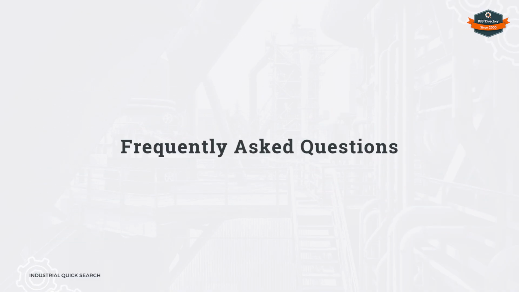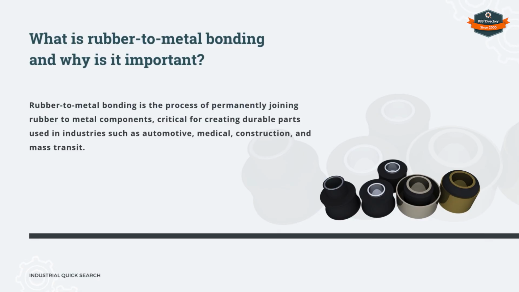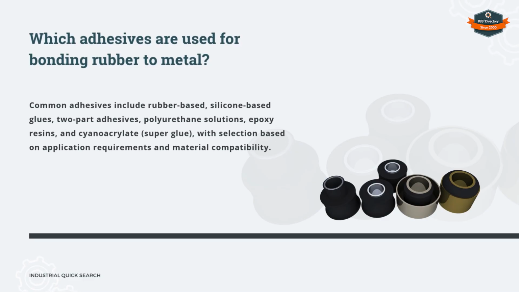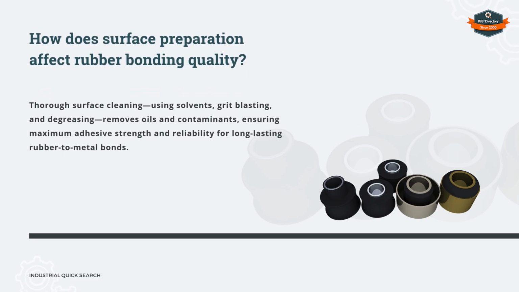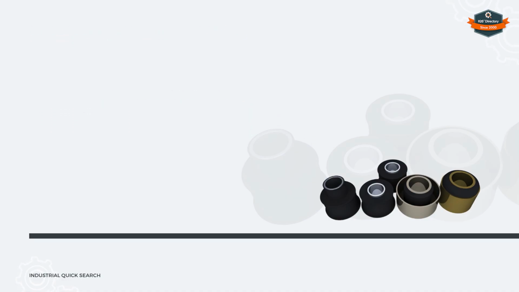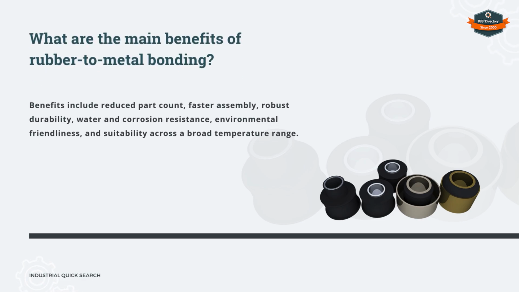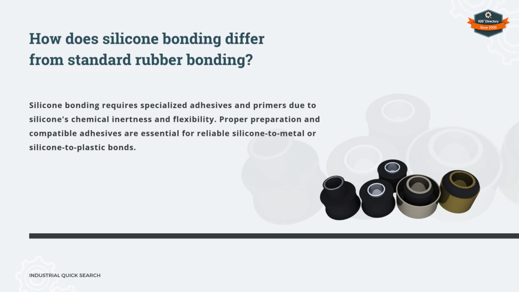Frequently asked questions. What is rubber to metal bonding and why is it important? Which adhesives are used for bonding rubber to metal? How does surface preparation affect rubber bonding quality? What are common industrial applications of rubber to metal bonded parts? What are the main benefits of rubber-to-metal bonding? How does silicone bonding differ from standard rubber bonding?